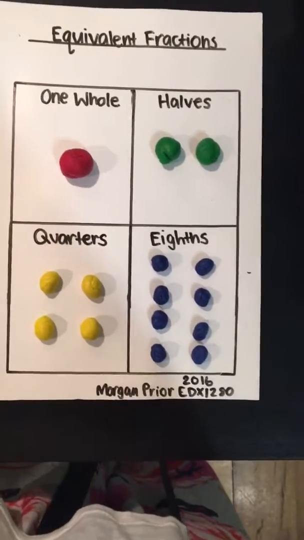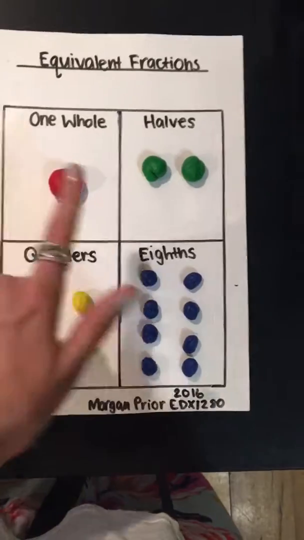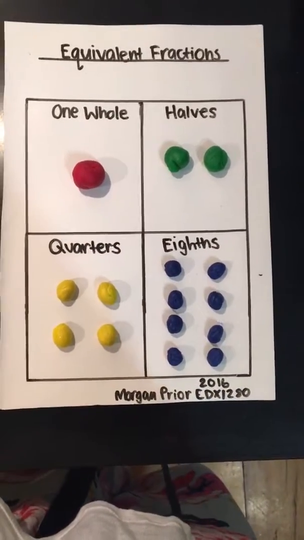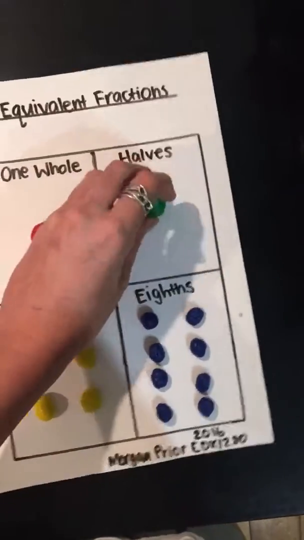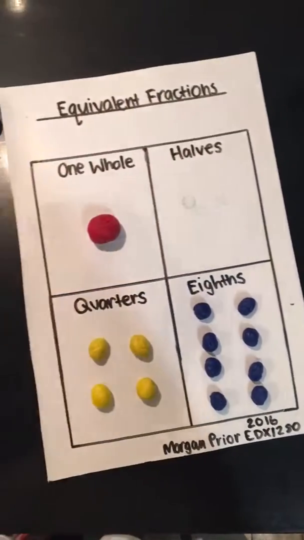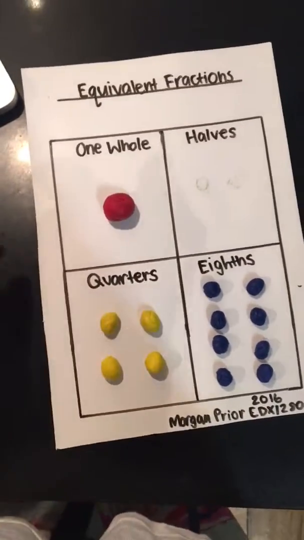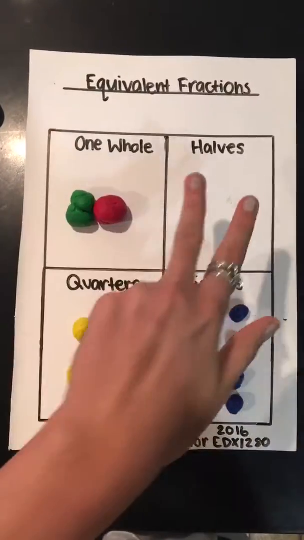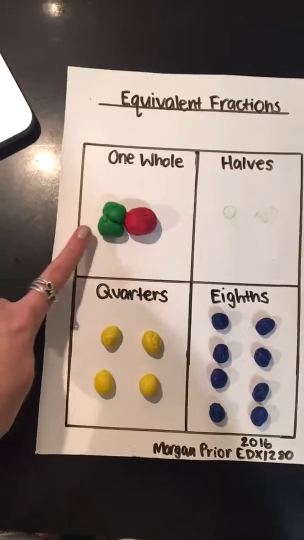How many same-sized balls do we have in our halves column? 1, 2. We have 2 halves. If we put our 2 halves together, this will represent one whole as well. Therefore, we know that 2 equal halves equals 1 whole.